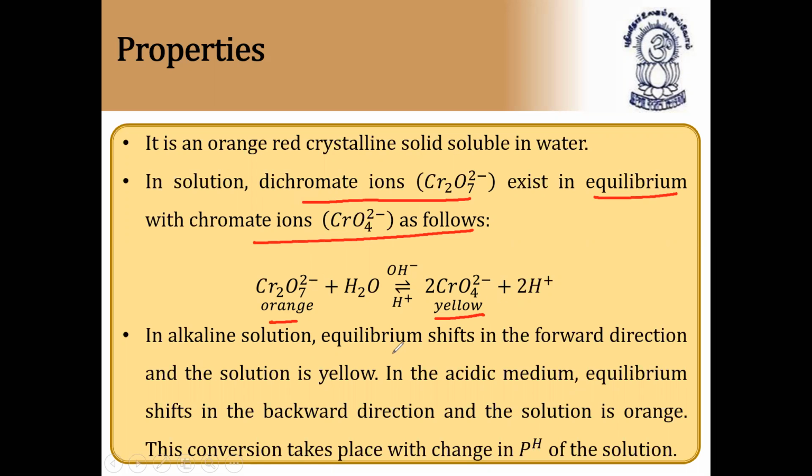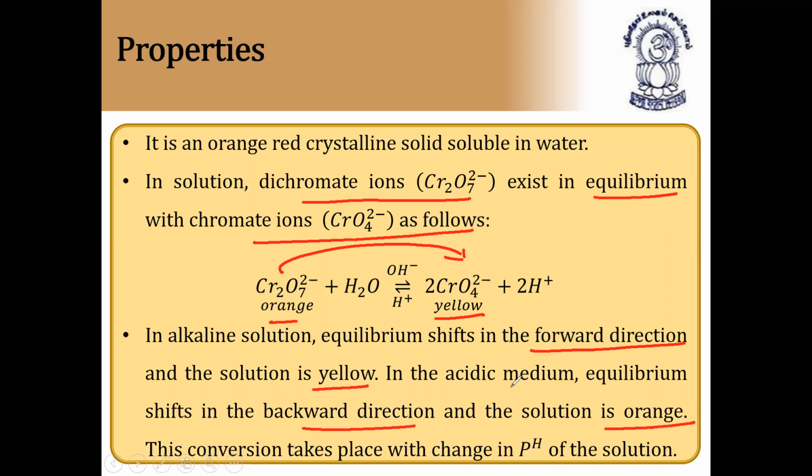In alkaline solution, equilibrium shifts in the forward direction. Very, very important point to be noted. So dichromate ion changes to chromate ions, and the solution is yellow in color due to the formation of chromate ion. The same question they will ask. In alkaline solution, the dichromate solution changes to yellow in color. This is due to the formation of chromate ion. Whereas in acidic medium, equilibrium shifts in the backward direction and the solution is orange.